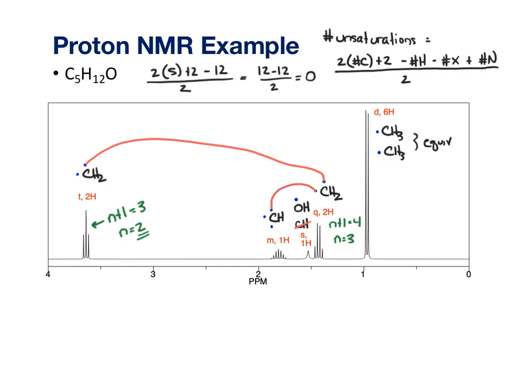Then if you look at these CH3s, this is a doublet. N plus 1 is 2, so N equals 1. Those CH3s need to be connected to something with 1 hydrogen. Well, that's going to be this carbon right here. So let's do that. All right, we're only left with a dot here, a dot here. So let's connect those together.